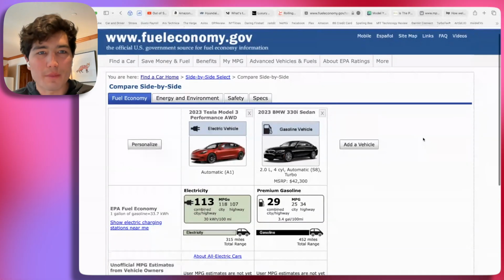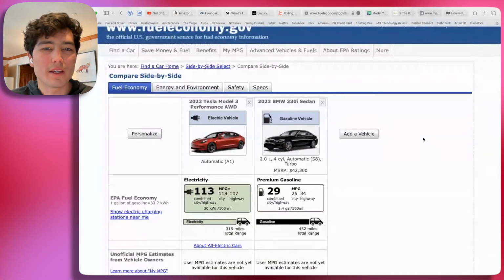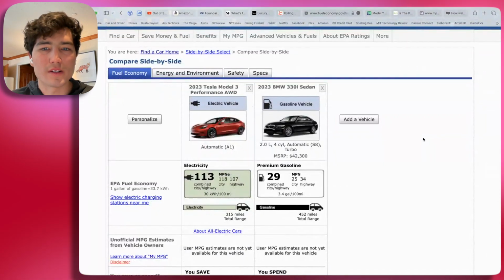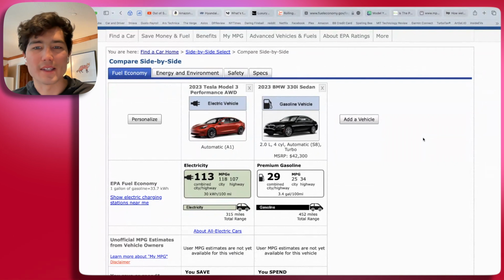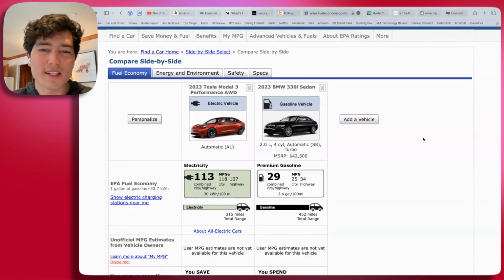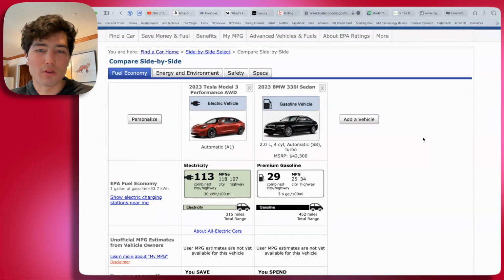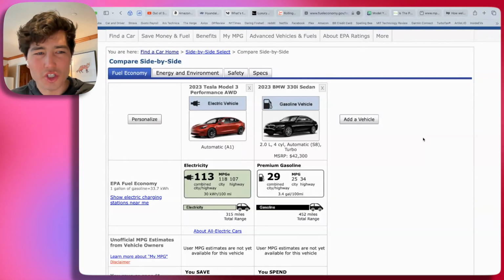So here I have the EPA's website for fuel economy, and you can see comparable vehicles here, right? The Tesla Model 3 Performance versus a BMW 330i sedan. That's a gas vehicle. So you can see that the automatic BMW with its 8-speed transmission gets actually higher MPG, or miles per gallon, on the highway than it does in the city. This is a normal relationship. If you're familiar with gas cars, it's pretty standard.